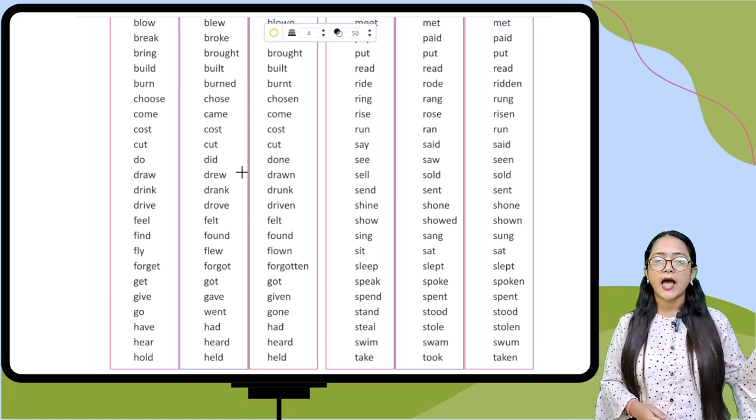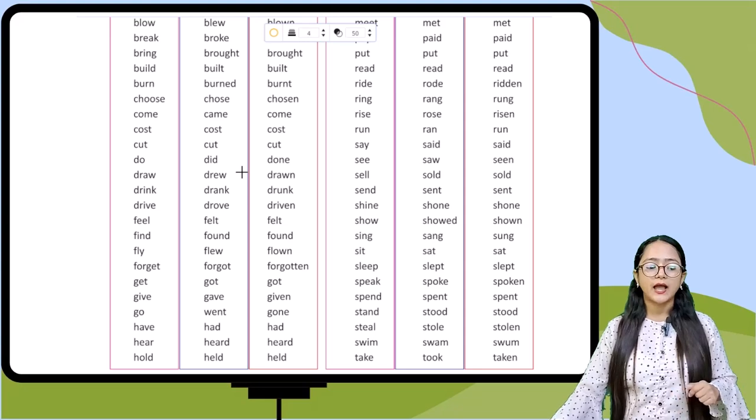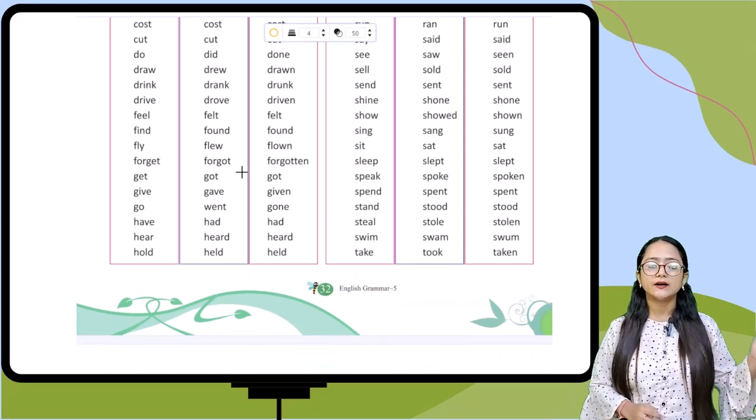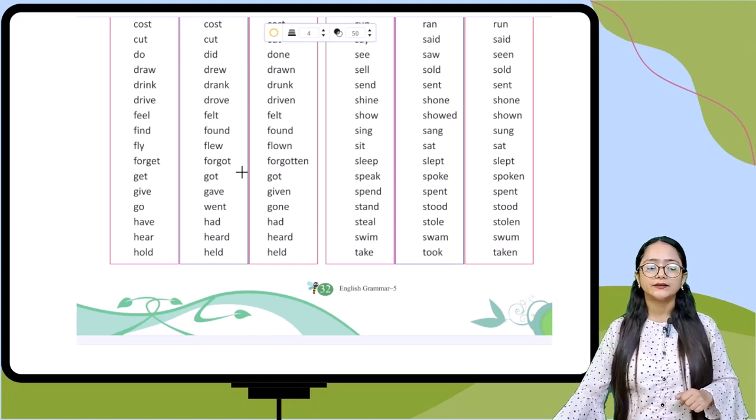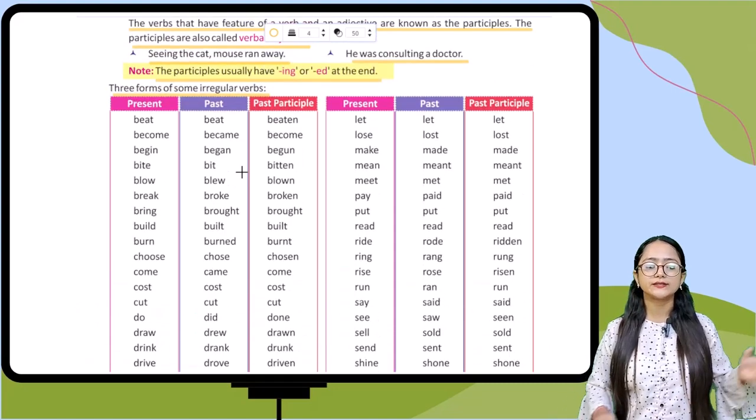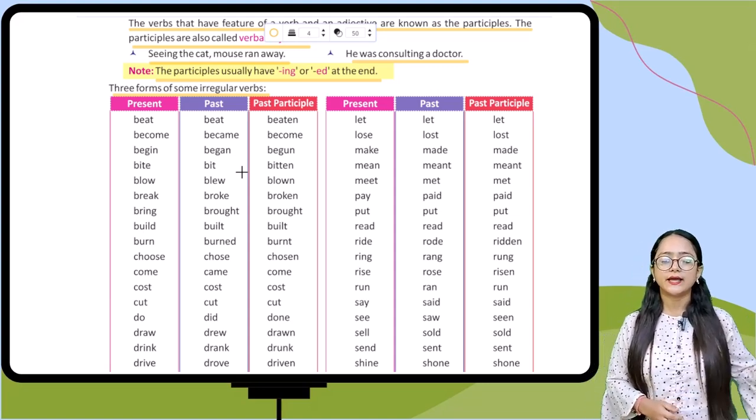Next is have, had, had. And the next one is hear, heard, heard. Next one, hold, held, held. Now, in another table also, you can see the present, past and past participle of the verbs. First one, let, remains the same.